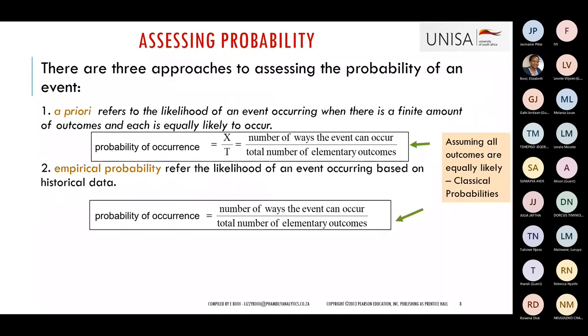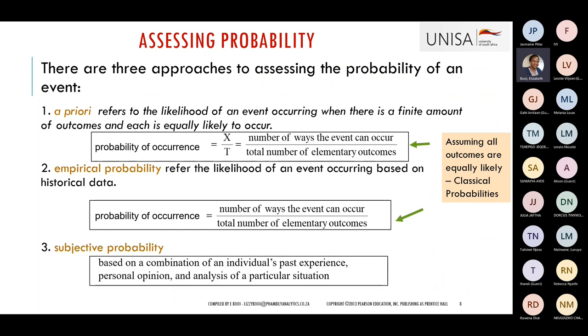These two ways of assessing probabilities, we normally use them because you will see in your data, when they ask you questions, they might ask you questions around the a priori, or they might ask you questions around your historical data, which is empirical probabilities.